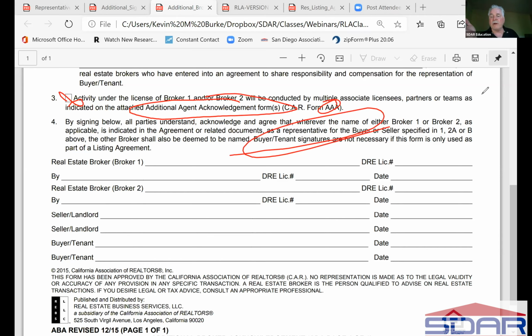Okay. So again, by signing below, wherever the name broker 1 or 2 appears, it appears everywhere as a representative for the buyer or the seller specified above, all that legal stuff. And again, you're probably like me, you'll go 40 years and never see it. I don't know that I've ever seen anybody do it. I'm sure they do it the way they're not supposed to do it. I usually don't get it until there's a problem.